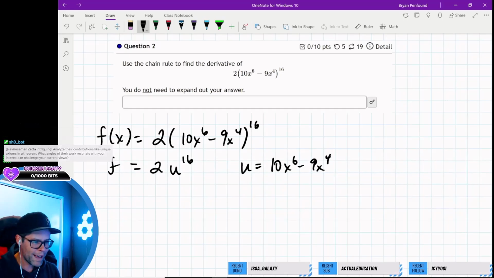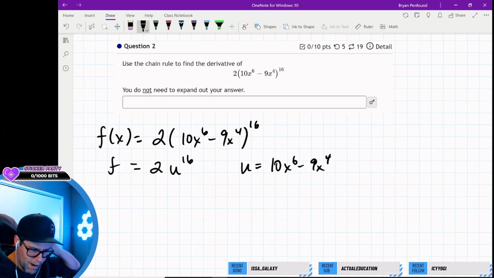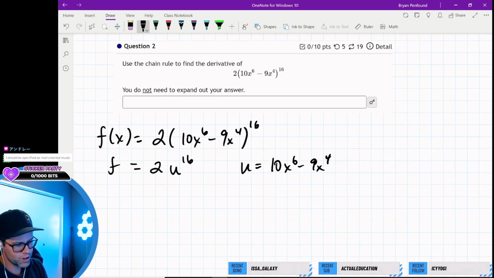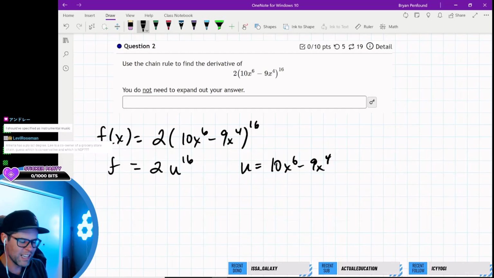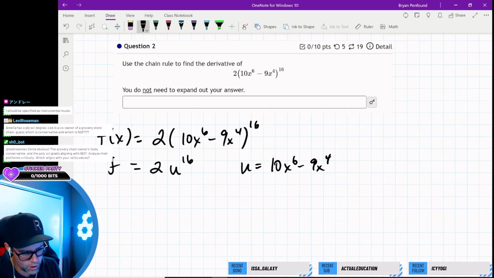All right, returning back to our question here. Let's rewrite f of x in terms of the function u. I'm going to call it 2u to the 16, and I'm going to take all of that stuff inside the brackets. I'm going to call that u. I'm going to go ahead and find the derivative of u.